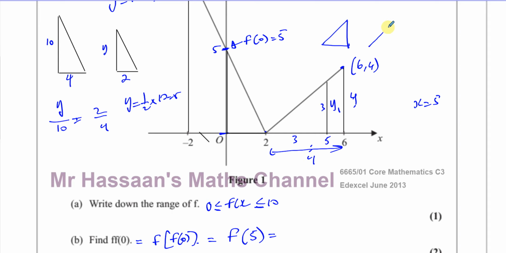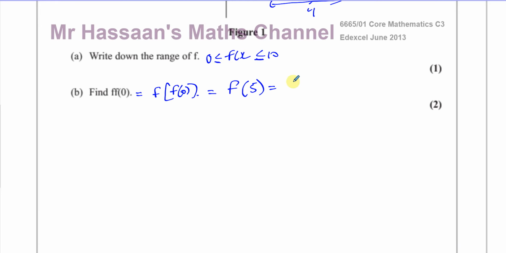So you've got something like this and something like that. This is 4 and this is 4. This is 3, and this is what we're trying to find. So this must also be 3, and we can say y1 over 4 is equal to 3 over 4. So y1 is going to be 3. The 4s will cancel. So we can see that the answer to this question is 3. Okay, so there's the answer to part B.